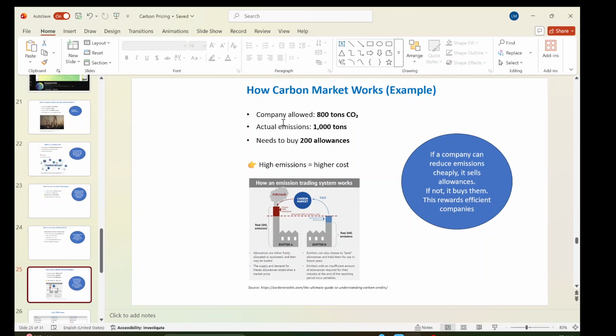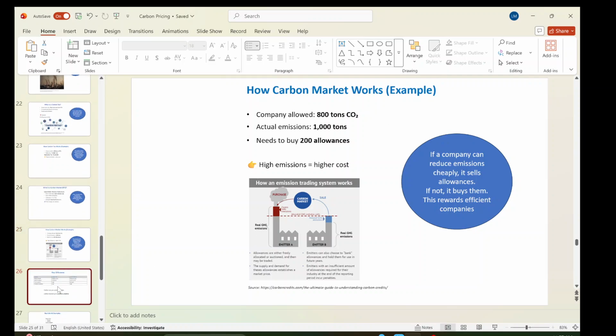Suppose a company is allowed 800 tons of CO2, and the actual emission is 1,000 tons, then it needs to buy 200 allowances. So high emissions means higher cost. If a company can reduce emissions cheaply, it sells allowances. If not, it buys them. Then they have to buy. So this rewards efficient companies, right?